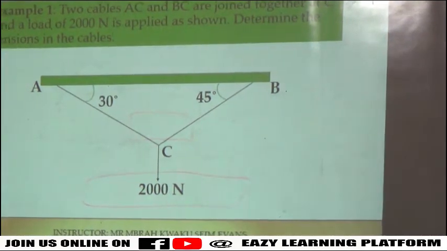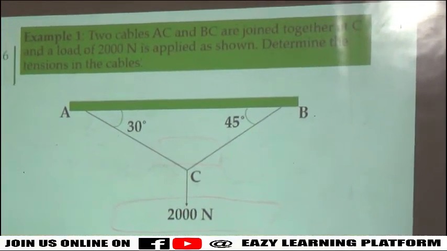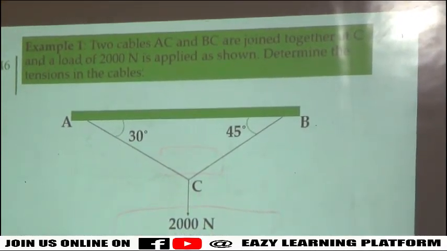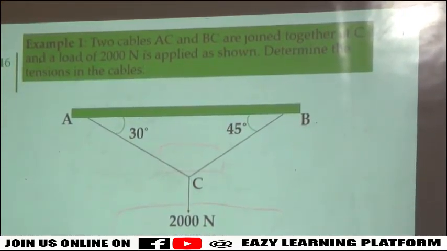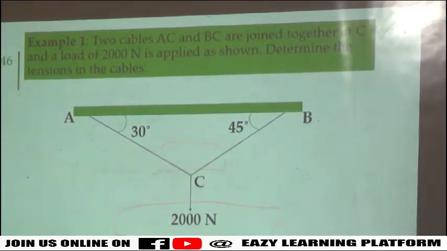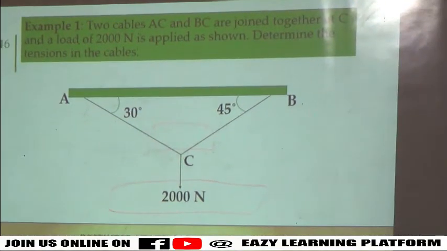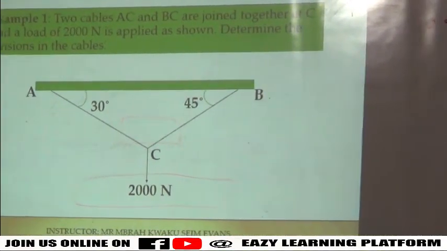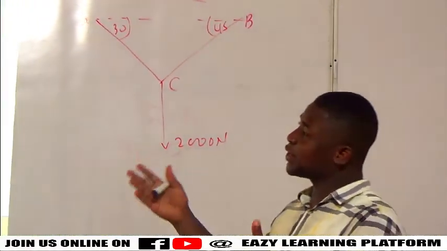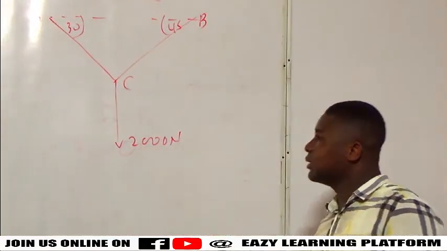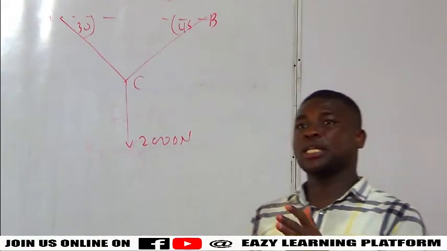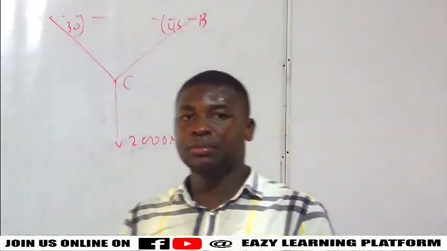Two cables AC and BC are joined together at C, and a load of 2,000 Newton is applied, as shown. Determine the tensions in the cables. So how do we solve this problem? We've been solving problems on forces resolution. So this one, we're going to apply resolution of forces. Then the new thing that we're going to do is that we're just going to apply the equilibrium equations.